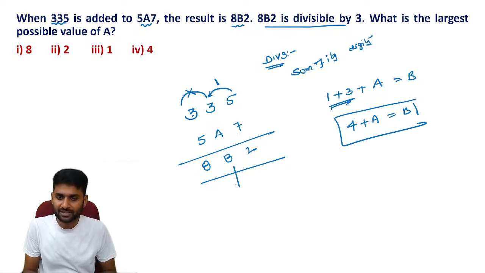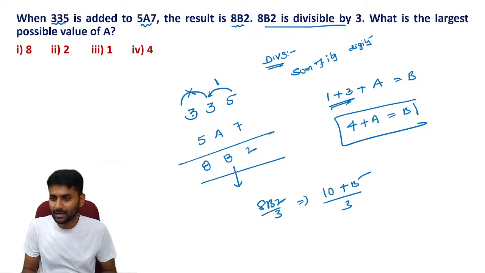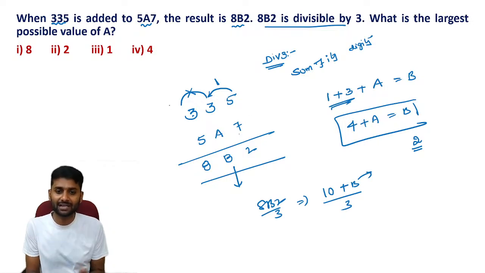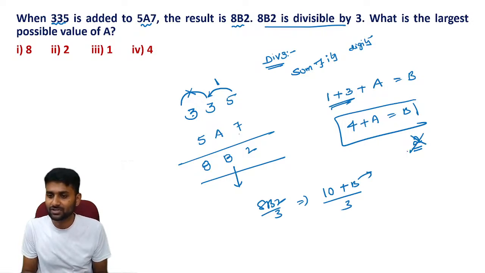According to that information, 8b2 is divisible by 3. What is the sum value? 10 plus b. So 10 plus b is divisible by 3. So what is the value of b, guys? b can be 2. If b is 2, you have to replace a with 8, and then you will get the carry over. That's why b is not 2.